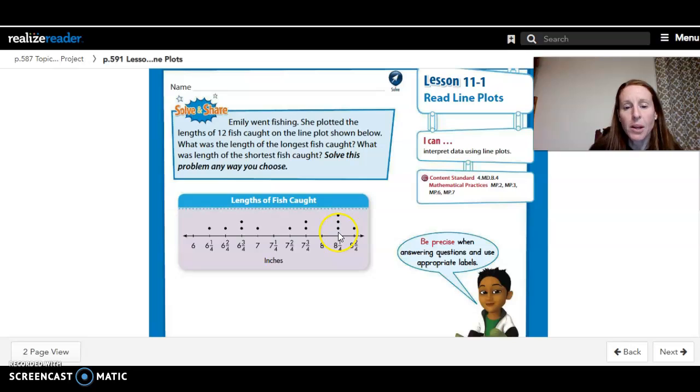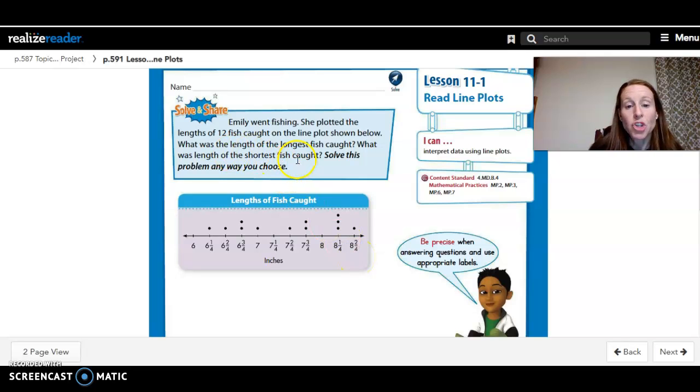You might be saying, but wait a minute, what about this one? This one has 3. Doesn't that make it the longest? No, that makes it the most common. That means the most common length of a fish caught was 8 1/4 inches long. But that's not the longest. This guy beat those 3. 8 2/4 inches is the longest fish caught.